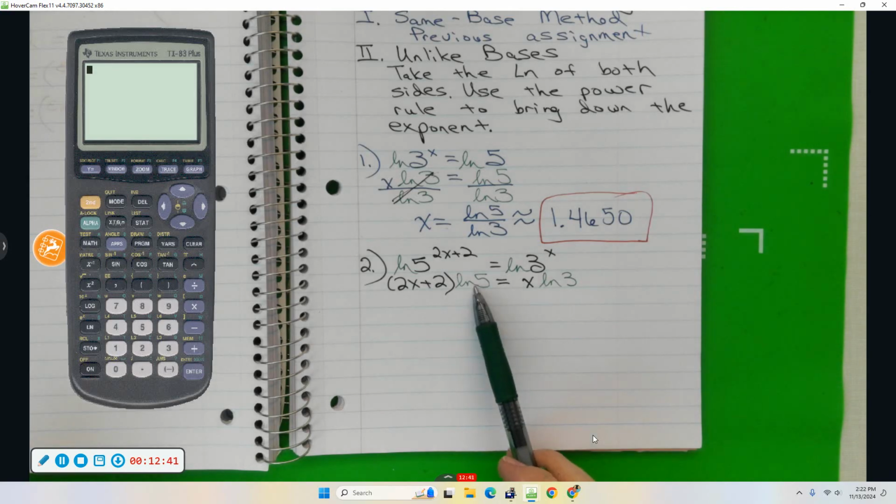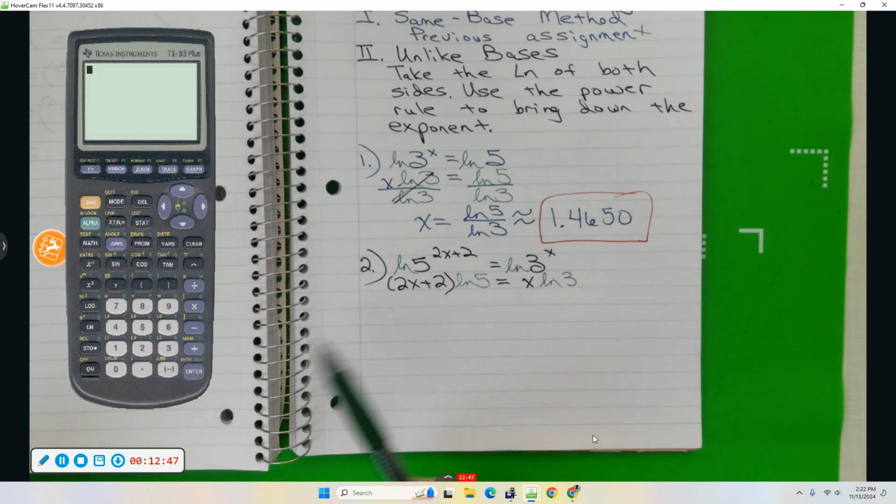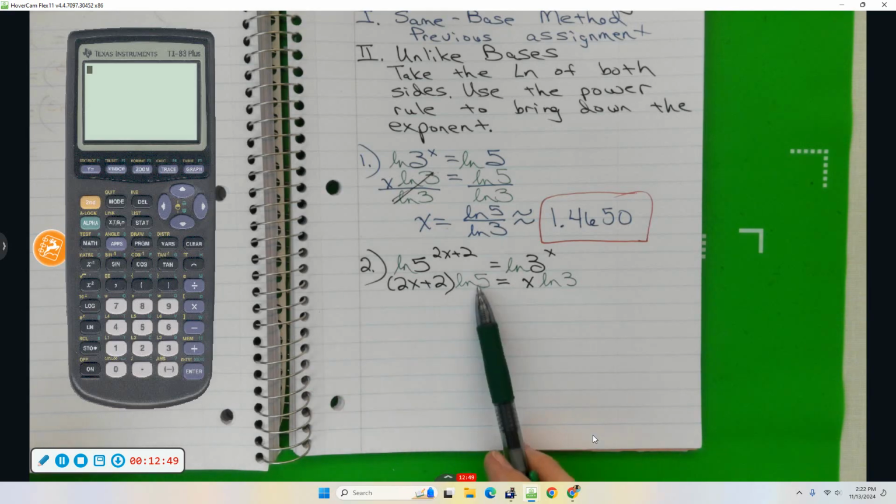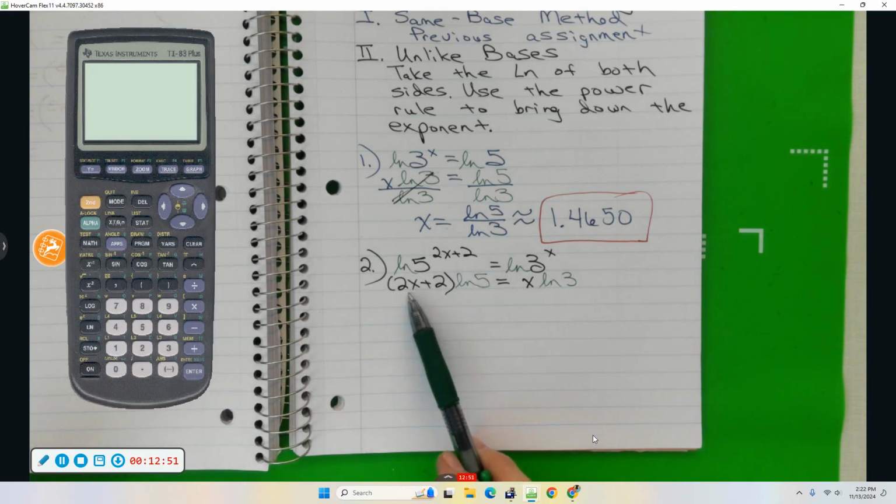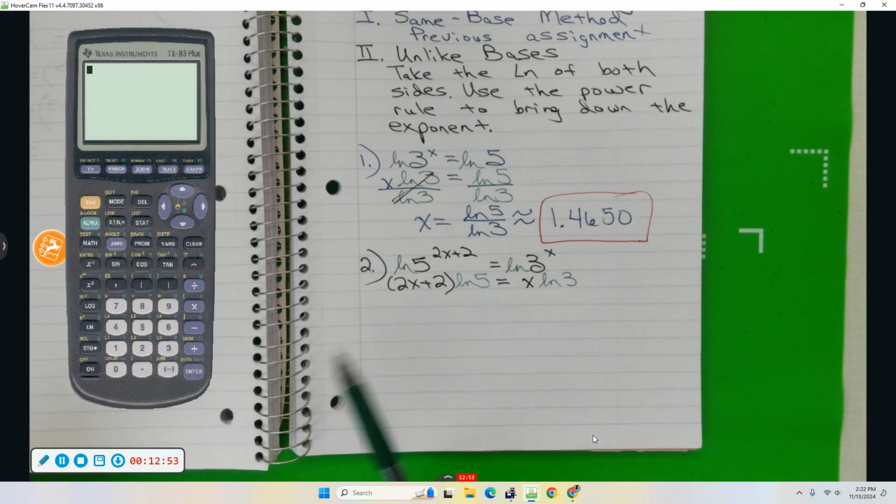We have a number times 2x plus 2. ln 5 is a number. It's 1 point something as well, okay? But it's a number times 2x plus 2. What are we going to do to perform that multiplication? We're going to distribute, and we're not going to get creative.